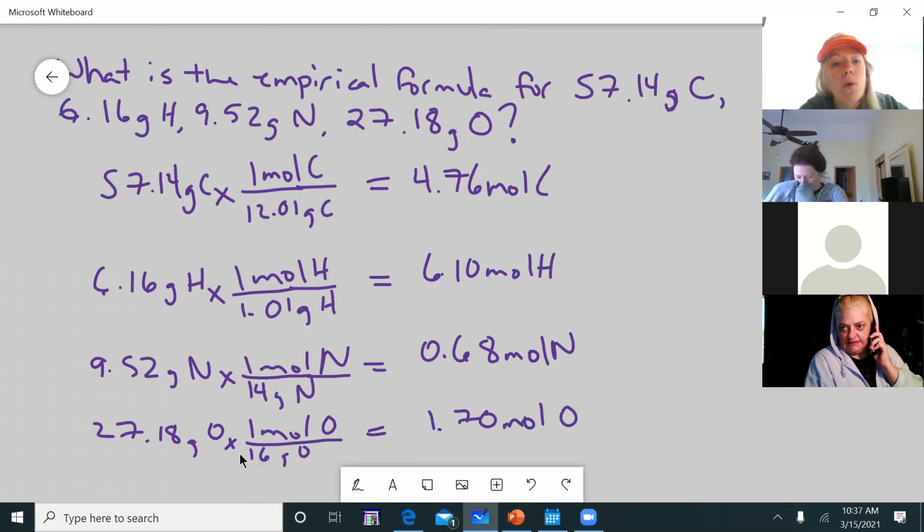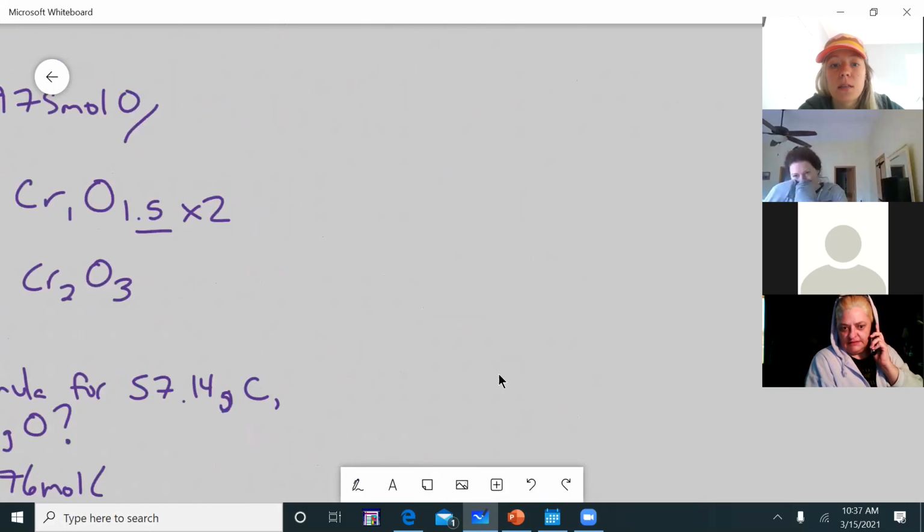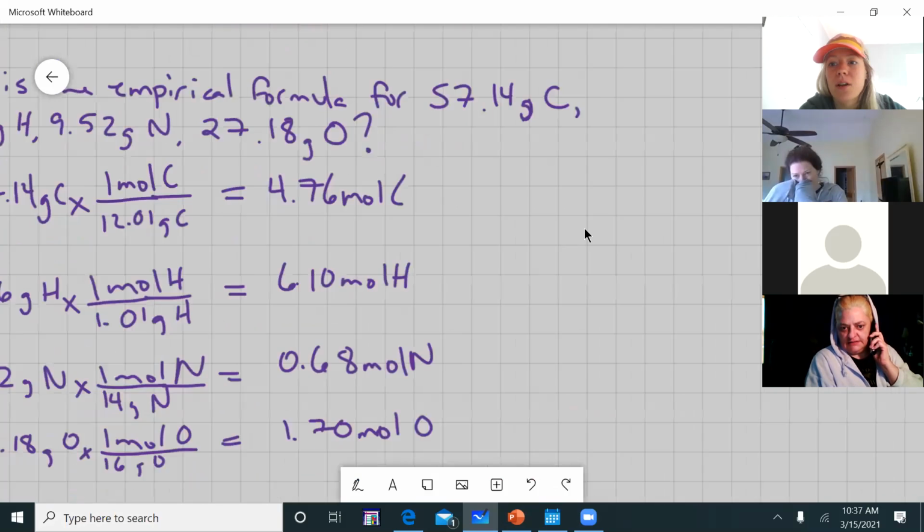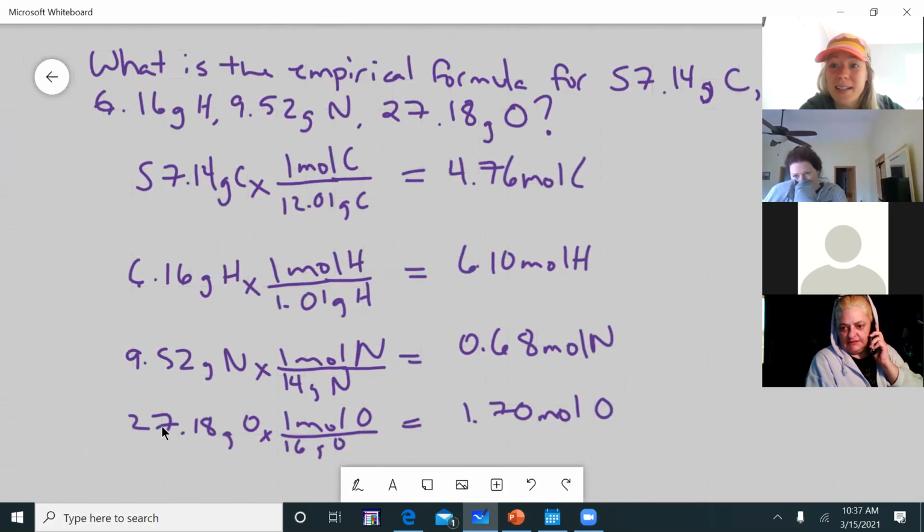If you're wondering when you're given these, what order should you put the formulas in, just write them. This is organic stuff, so you don't really know the setup for it. But if it gives you carbon first and then hydrogen, nitrogen, oxygen, just write them in that order. Okay, write carbon first, then hydrogen, then nitrogen, then oxygen.